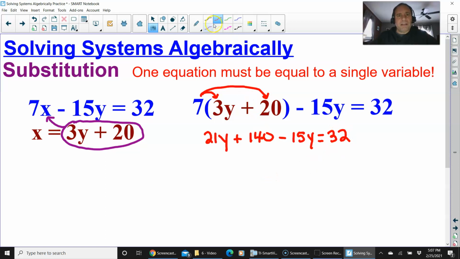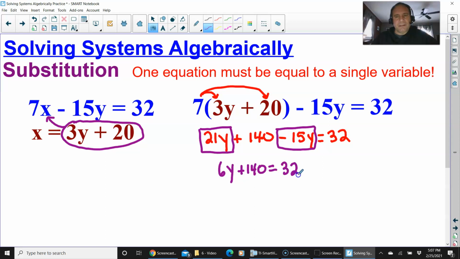You have to combine like terms. The like terms that you're going to combine are 21y and the negative 15y. They're on the same side of the equal sign, so you just combine them. So you have 21 minus 15, and so you have 6y. Bring down the 140 equals 32. Finally, you subtract 140.